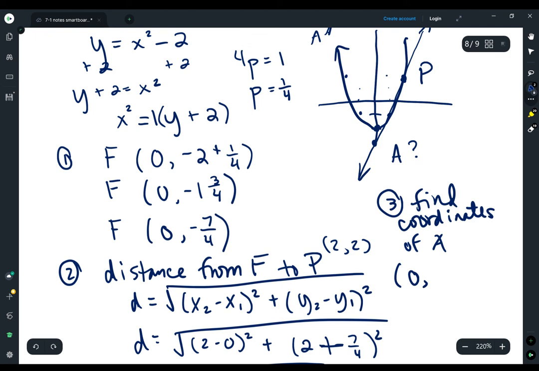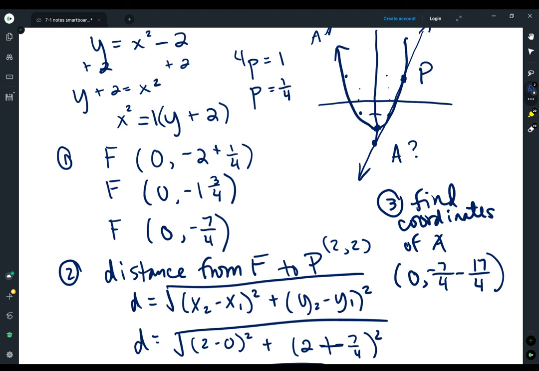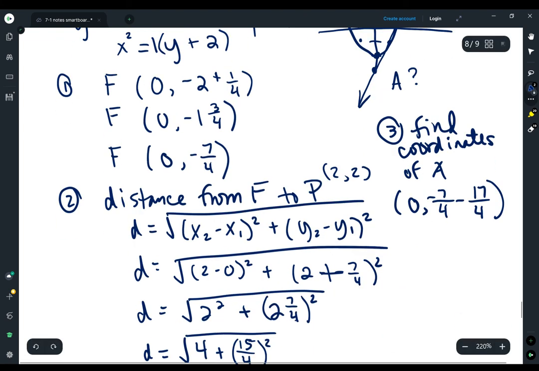So that'll be (0, comma. So I know that from F down to A is going to be 17/4 of a unit. So negative 7/4 plus 17/4. Oh, wait a minute, I'm subtracting because this is going down. So minus 17/4 because we're going further down on the y-axis there. So it'll be (0, negative 24/4), which is (0, negative 6). So it's really satisfying now to get an integer out of that.